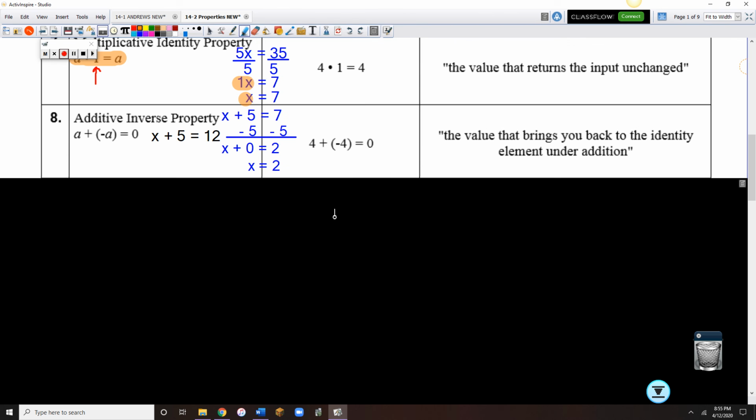All right, additive inverse property. The additive inverse property means if you take a number and you add it to its negative, you get 0. Well, where does this come into play? Right here. If we have a plus 5 and a minus 5, and we combine those together, we get 0. So the additive inverse is part of solving equations.